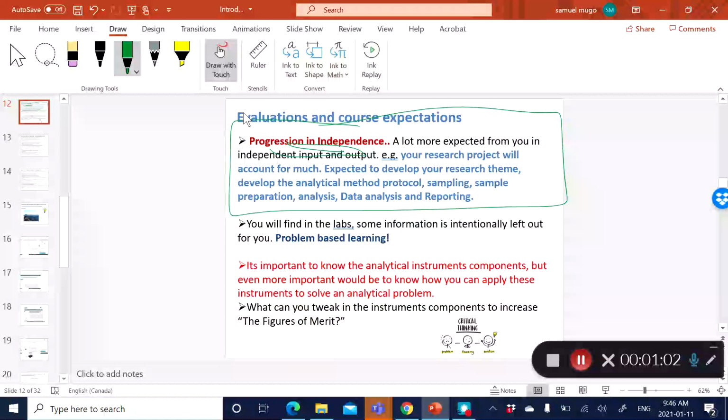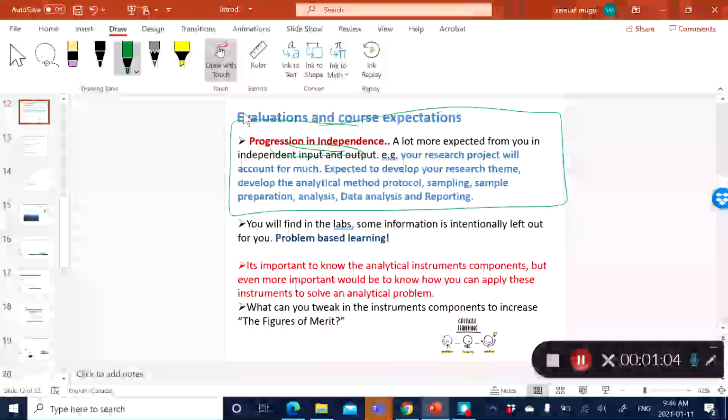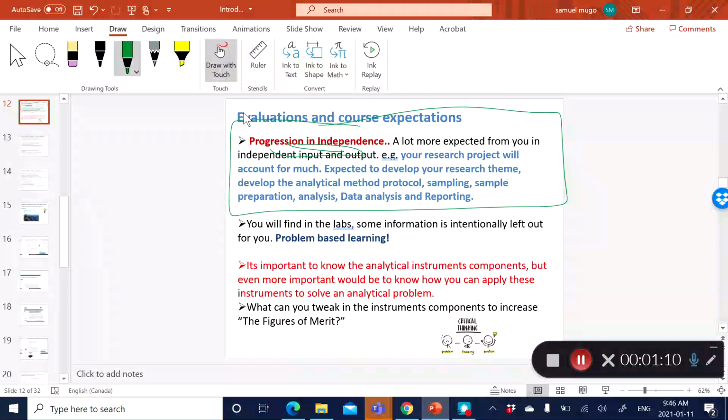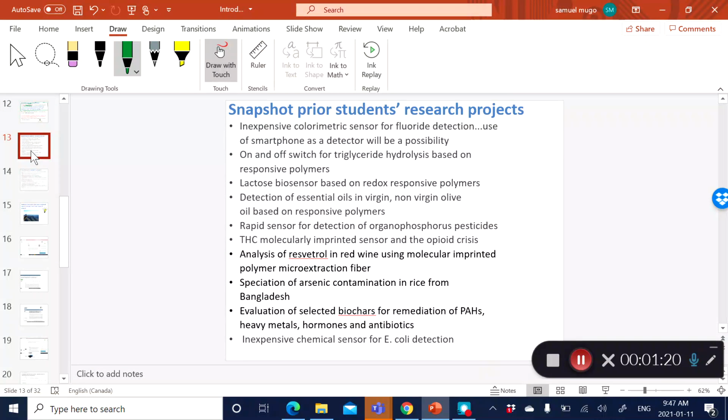So in this lecture today, I'm going to attempt to give you some more details on what is expected of that research project that's going to account for 20% of your final grade. Now, how do you select the research topic?